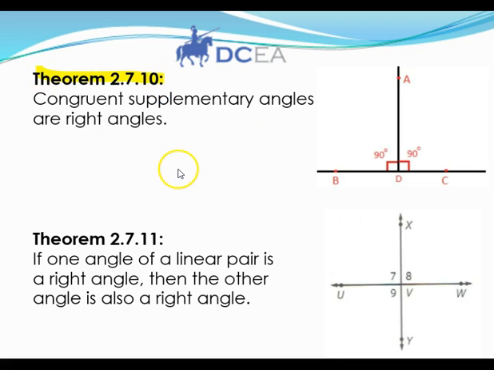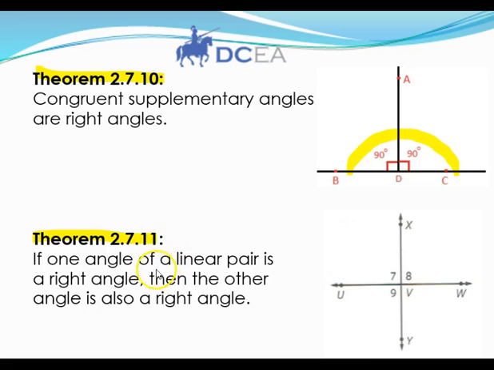Theorem 2.7.10: congruent supplementary angles are right angles. So if you have congruent angles, which are going to have the same measure, and they're supplementary, which means they have to add to 180 degrees, then both of those angles would have to be 90 degrees each. 180 divided by 2 would be 90.